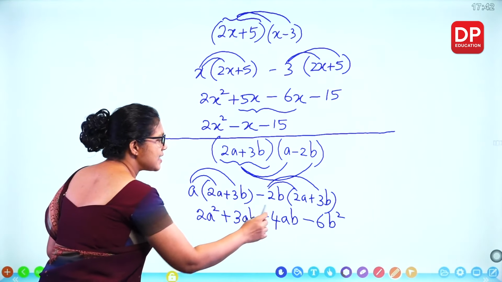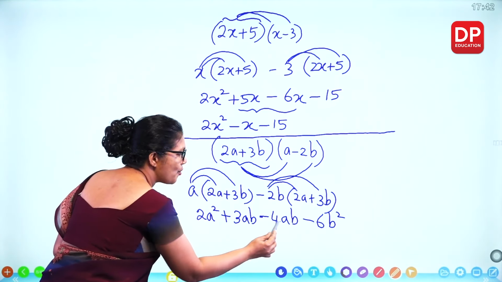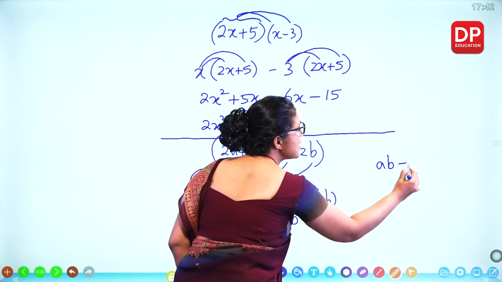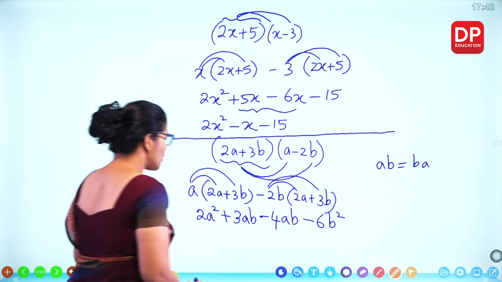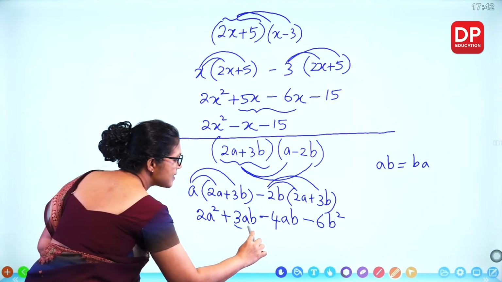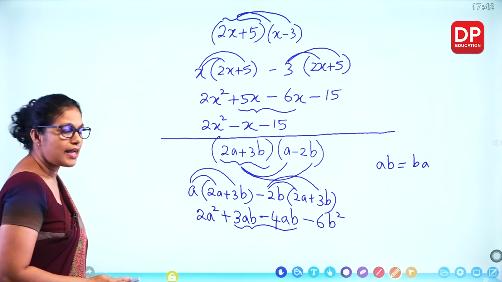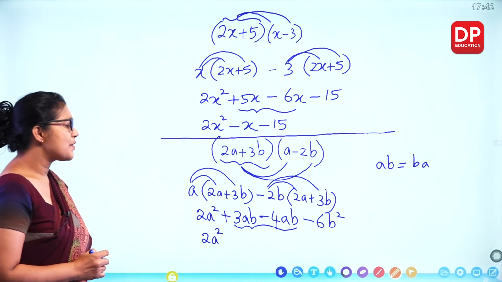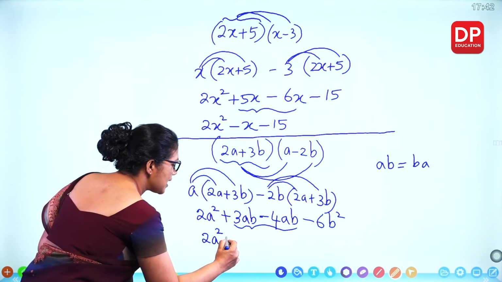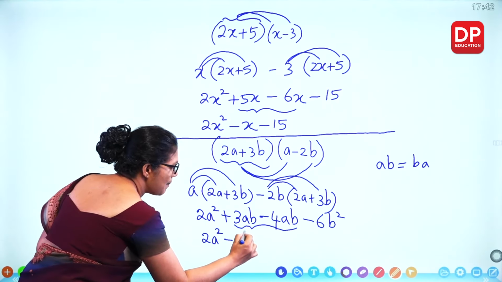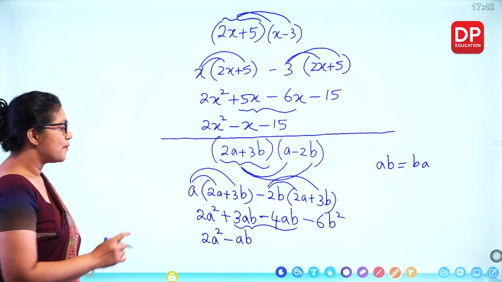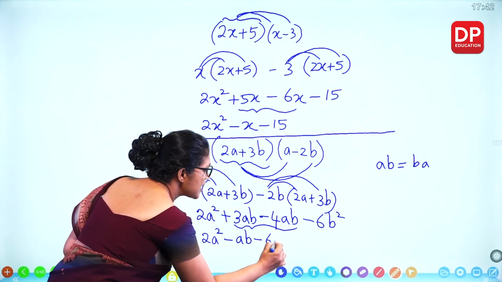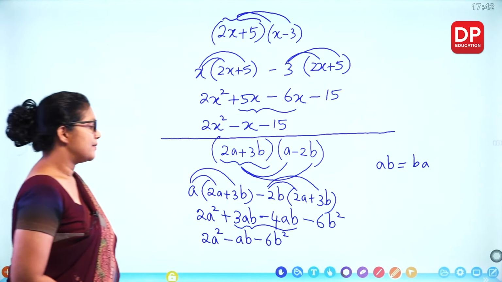So instead of writing ba, here I wrote ab because ab is the same as ba. When you write it like that, I can see these two are like terms. So here what you get is 2a squared plus 3ab minus 4ab. What do you get? Minus ab, because 3 minus 4 becomes minus 1, minus 6b squared.